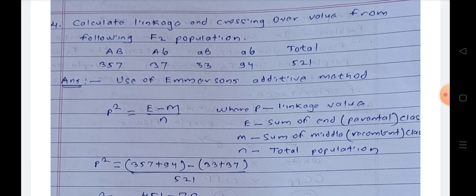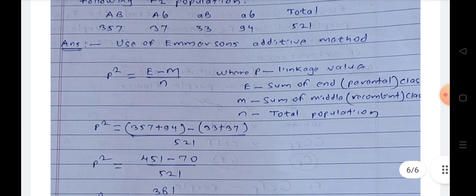And capital M means the sum of the middle classes. It is also called the recombinant classes. Middle classes are the genotypes of both capital A small b and small a capital B. These are the middle classes. Small n indicates the total population, that is 521. Then we can enter those figures.